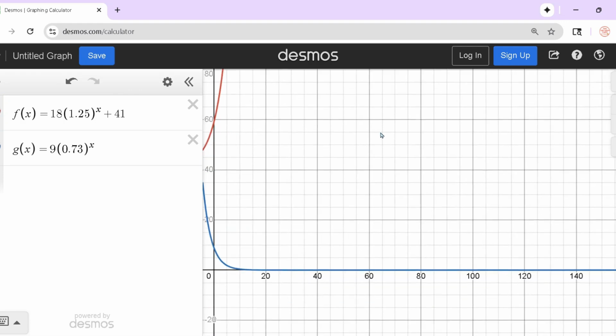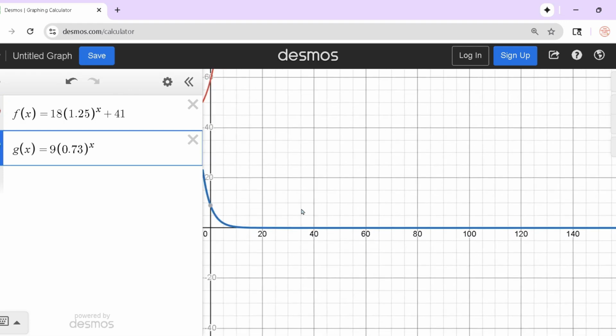It just goes up forever. Now, our g of x, our blue one, when x is greater than or equal to 0, there is a maximum point. This is the highest that it gets. It's (0, 9), and then from there it goes down, and it goes smaller and smaller towards that limit of 0. But yeah, it has a maximum point. When x is greater than or equal to 0, the maximum point is 9.